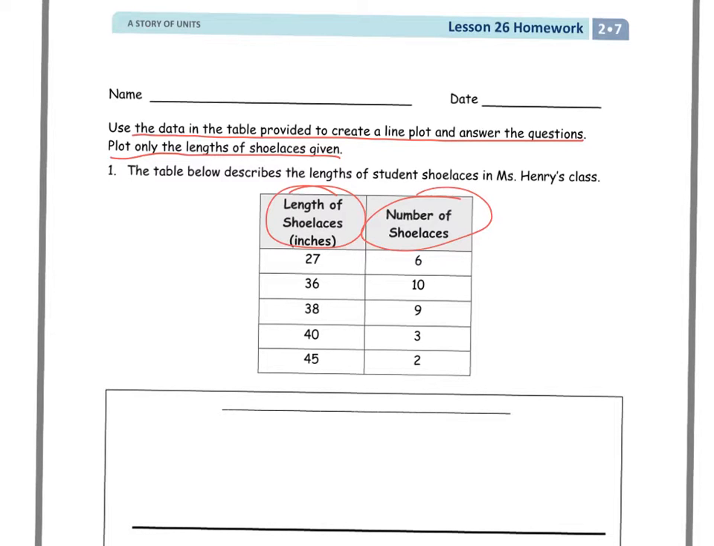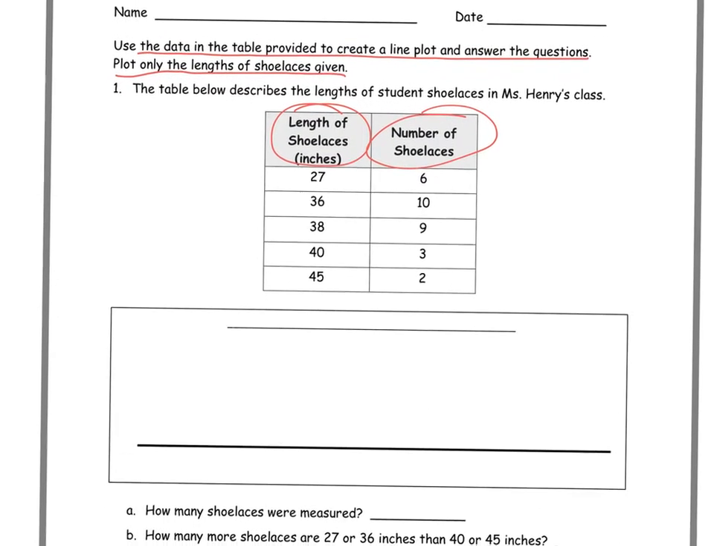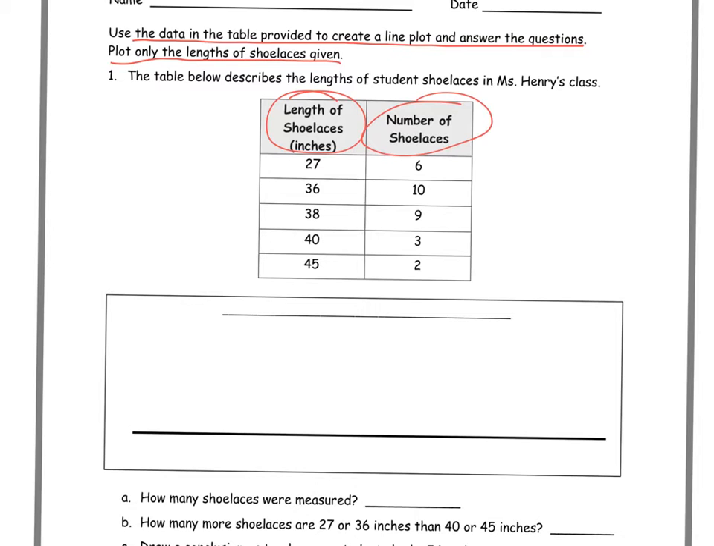So I'm going to come down into my chart and I got to put a title in first. So my title will be the length of shoelaces in Mr. Henry's class. And there it is. And now I got to put some numbers on my number line here. And I got to get to 27 to 45. And I'm going to just put those numbers down.